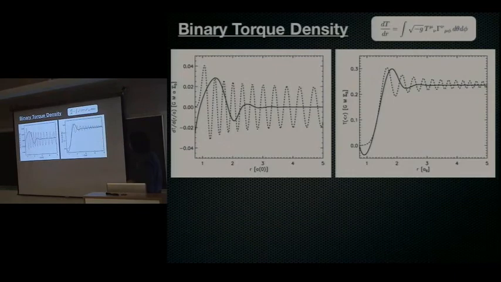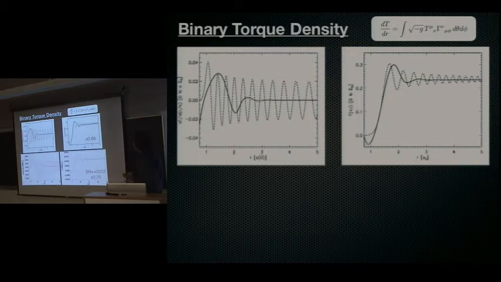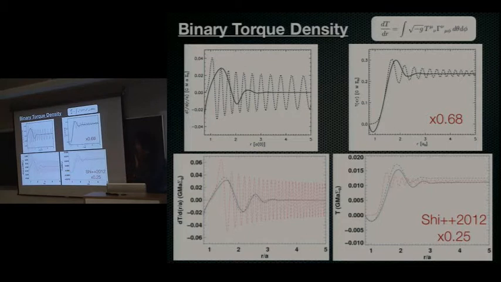And the torque density, so the dashed curve is the linear theory from Newtonian physics. And we see that the wavelength of the oscillations is longer than the Newtonian theory, and that's consistent with what Shi et al. said they see too. So we have fair agreement between the two simulations.